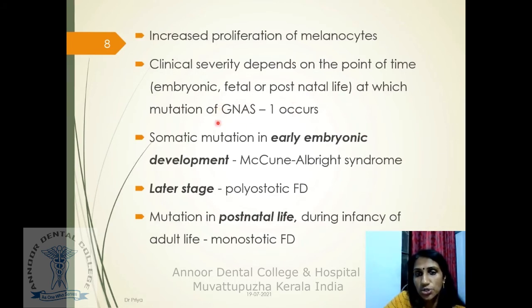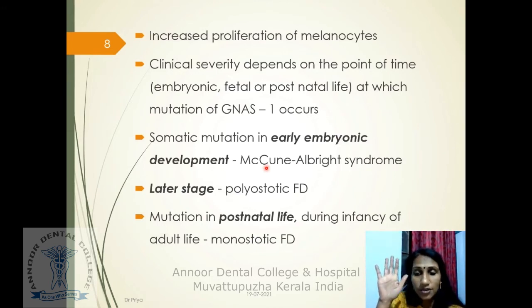The clinical severity of the disease is going to depend upon the time of mutation of GNAS1. So if it is earlier in life, you have all the tissues being affected. That is, your melanocytes will be affected, your endocrine system will be affected, your bone will be affected. So the earlier, the more effect it will have. So it will depend upon the time at which the mutation of the GNAS1 gene occurs. If the mutation occurs in early embryonic development, it will lead to a severe form of the disease, which is basically McCune-Albright syndrome.